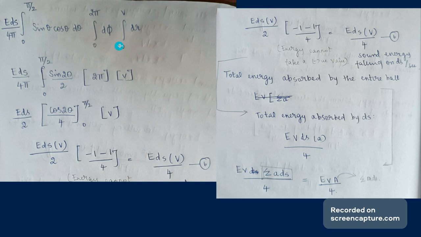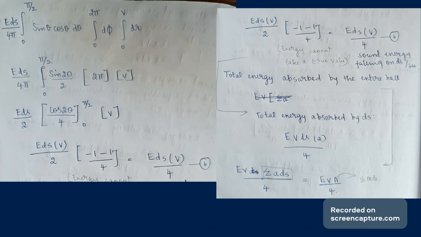When we integrate d phi, we get 2 pi, and for dr, we get v. V will later be replaced by c, the speed of sound, as I already told. Then if we integrate sine 2 theta, we get minus cos 2 theta divided by 2. After all the calculation, we end up with E dS v divided by 4, which is going to be the sound energy falling on dS per second from the volume dV.